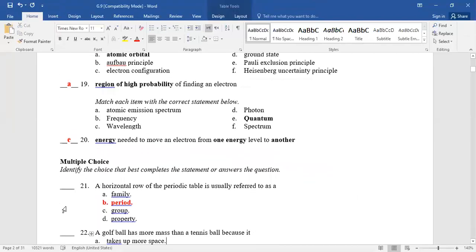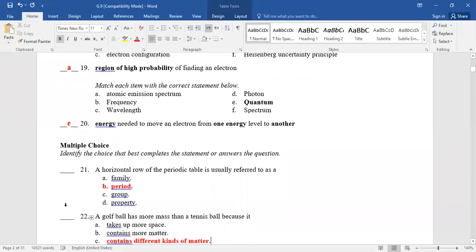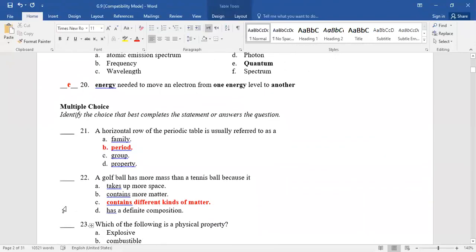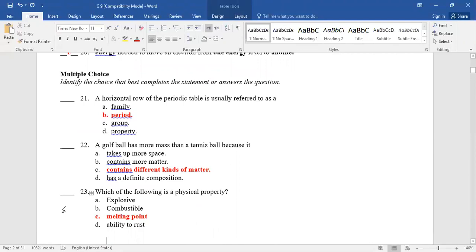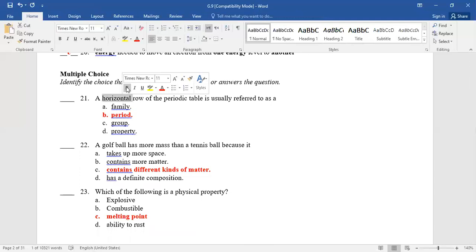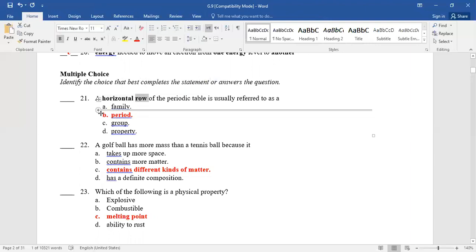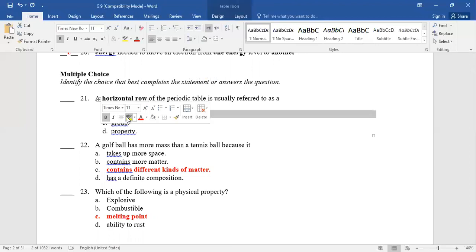Let's get to the multiple choice questions, and that's a lot of work here. Number 21 is: a horizontal row of the periodic table is usually referred to as what? The words horizontal and row are the keywords for our answer, and it will be period.